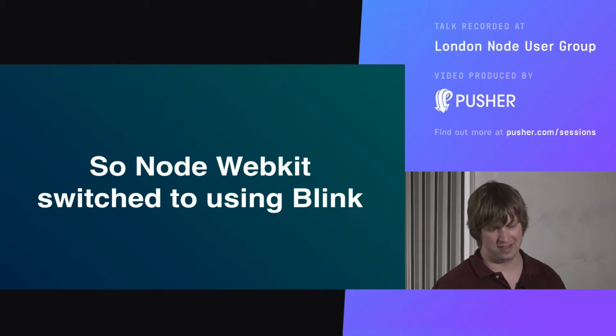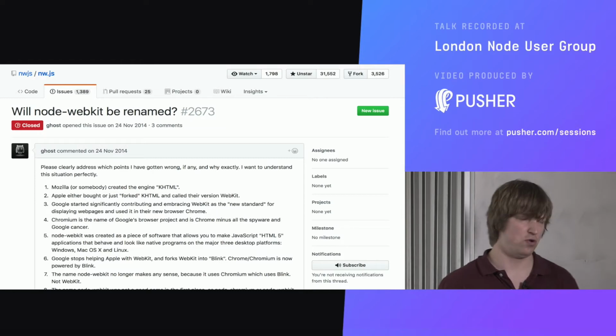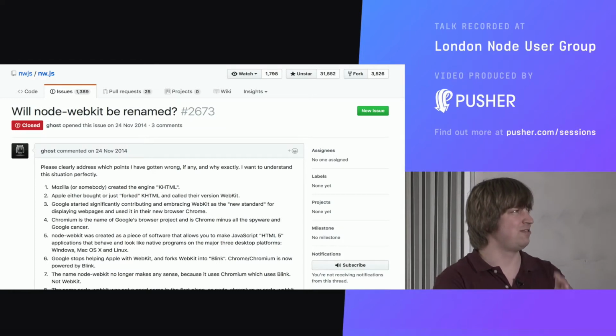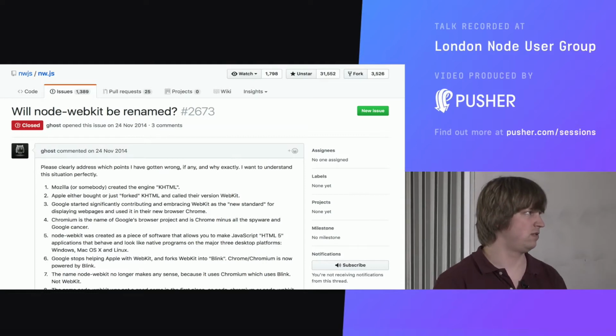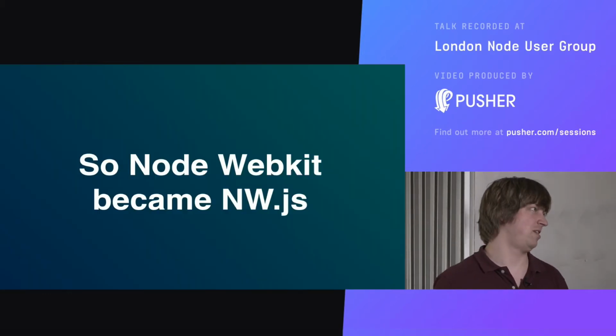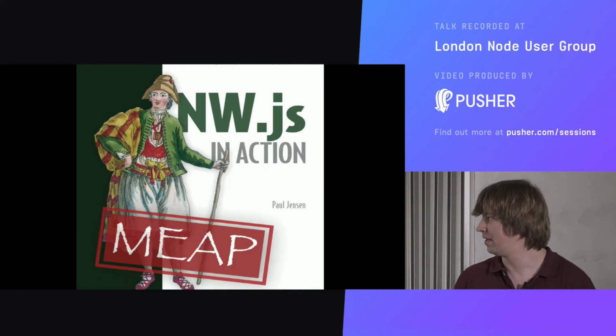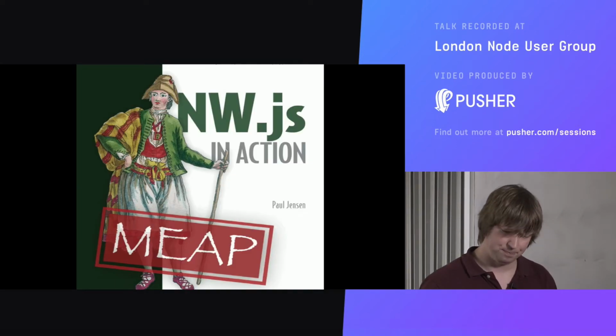And then eventually there was this GitHub issue that got raised, which was like, will Node Webkit be renamed? You're pushing out all this material about Node Webkit, presentations, articles, whatever, and the SEO, but we're going to rename it. So they renamed Node Webkit to NW.js. And this is how the title of the book was initially. That's not the title anymore.